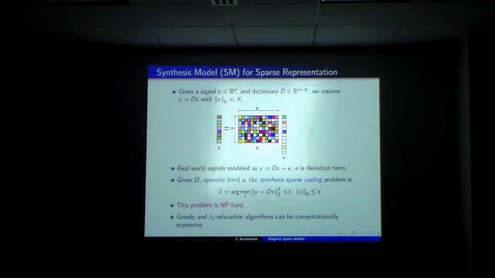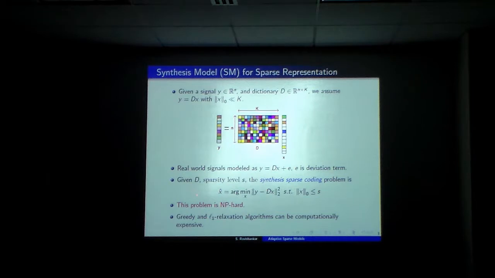More generally, you can say that y can be modeled as D times x plus some perturbation e. This corresponds to a more realistic scenario. And the assumption would be that e is small, so that the model works for any given signal. And now, given a signal y and the dictionary D, how do you find a sparse representation or a sparse code in this dictionary for that signal?